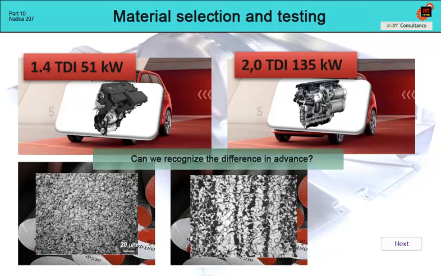The key question is how to recognize this in advance. For a car, we order the first or second version according to the catalog. But how to recognize this when choosing steel?